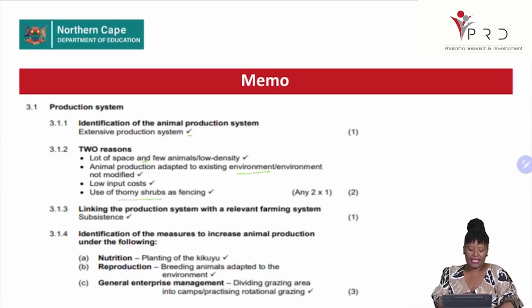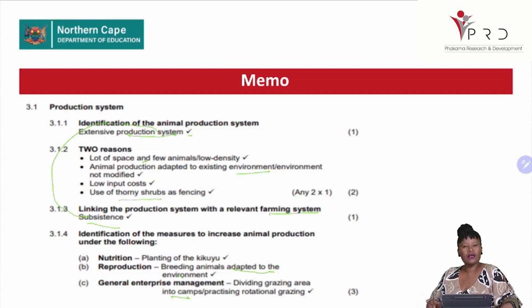So we are linking the extensive with subsistence farming. Extensive is a production system and subsistence is a farming system. Nutrition, they planted kikuyu. Reproduction, the animals are adapted to the environment. And the general enterprise management, the grazing area was divided into camps, or they practice what we call rotational grazing as one of the management practices.